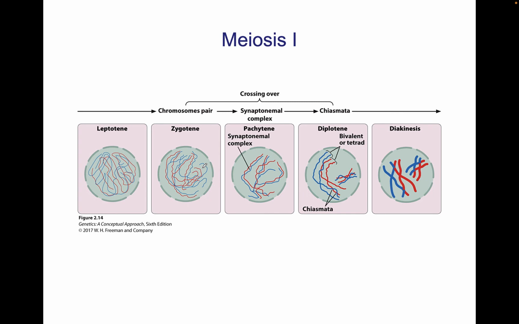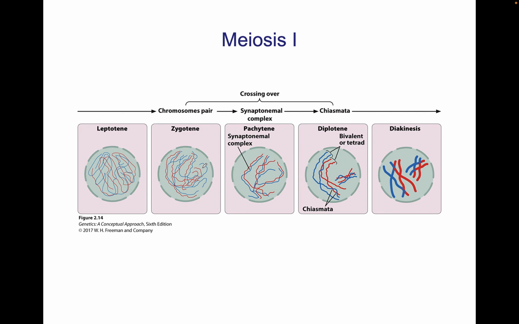In the first stage, you have leptotene. You may hear it as leptonema. The chromosomes in leptotene condense and become visible. In zygotene or zygonema, the chromosomes continue to condense, and homologous pairs pair up and begin to form that synapsis or synaptonemal complex. The next is pachytene, or pachynema, where the synaptonemal complex has actually formed, and you have the preparation for crossing over to form.